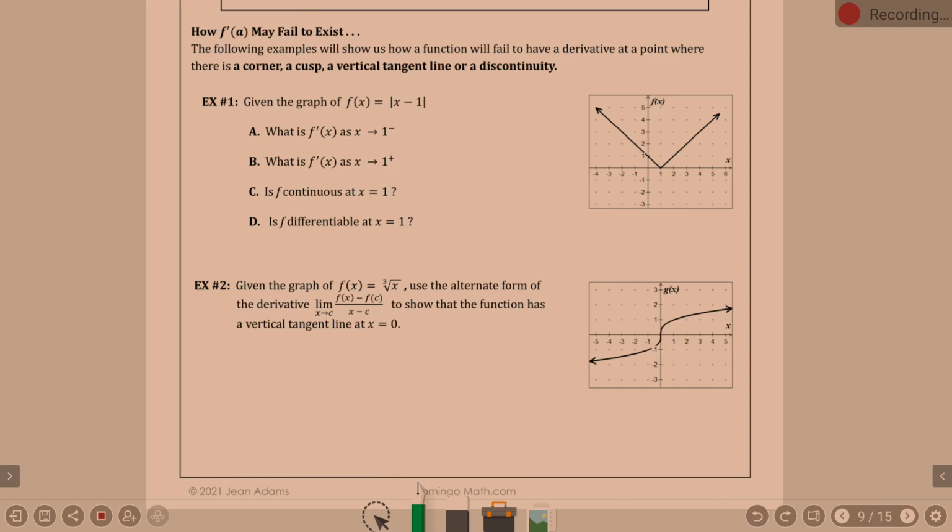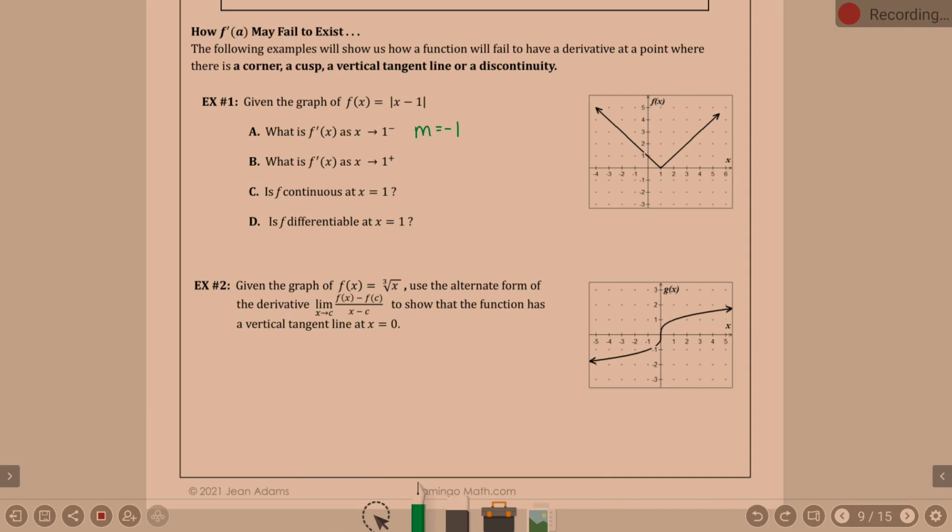So what am I asking for? I'm asking for the f prime of x. What's f prime of x? Derivative. What's the idea behind derivative? It's the slope of the tangent line. So what's the slope of the tangent line as x approaches 1 from the left? Basically, what's the slope of the line, right? Because it's already a straight line. So that slope is -1, correct?